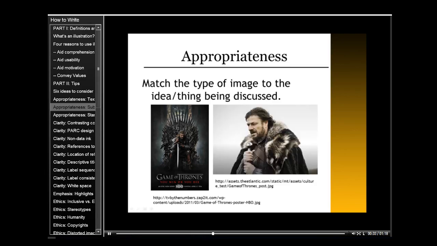Similarly, here's another picture of Sean Bean. Ned Stark looks unhappy. He's leaning on his sword, looking careworn. The type of image matches the theme of what we're talking about.